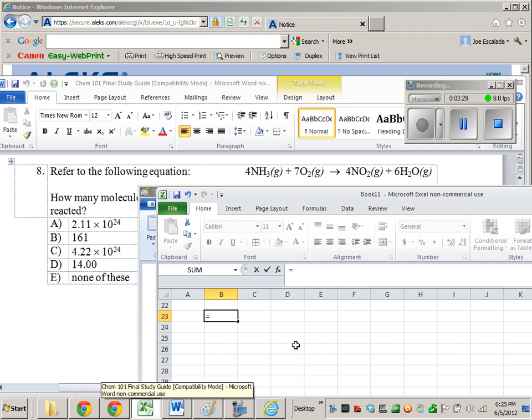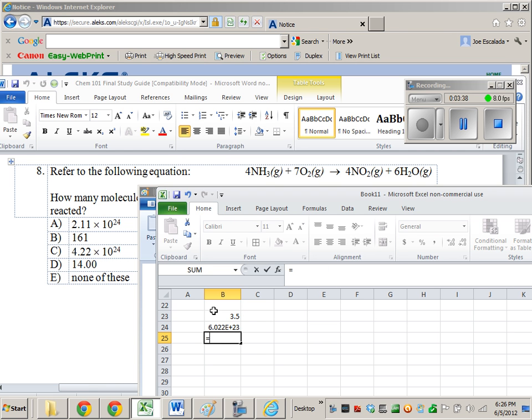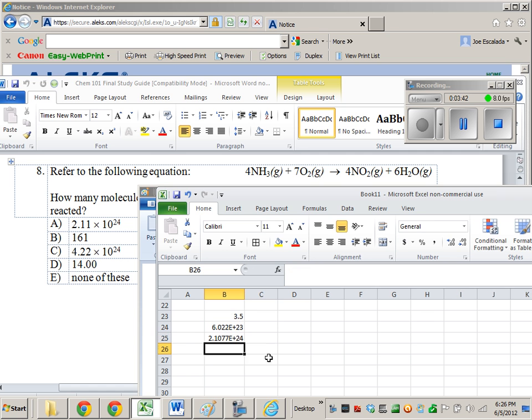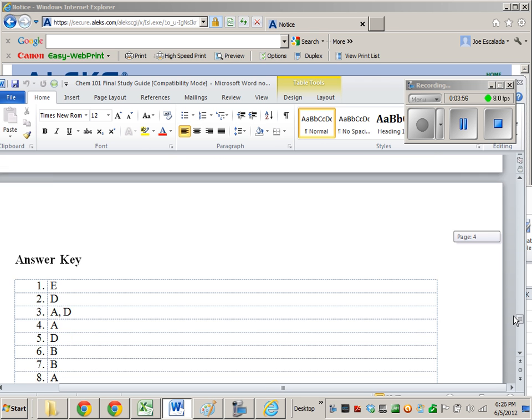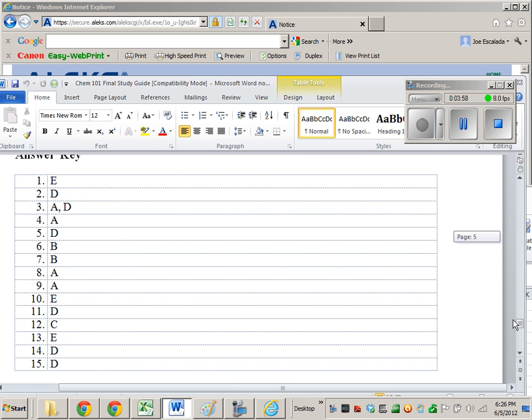So equals 3.5 and 6.022 times 10 to the 23. If I multiply these together, I get, I'm guessing it's the 2.11 thing. Yep. So it'll be 2.11 times 10 to the 24. And this has the right number of sig figs. It has 3 sig figs. We started with 3 sig figs, so all we did was multiply. So that makes sense. So my guess is A for 8. And, yep, A is the right answer.